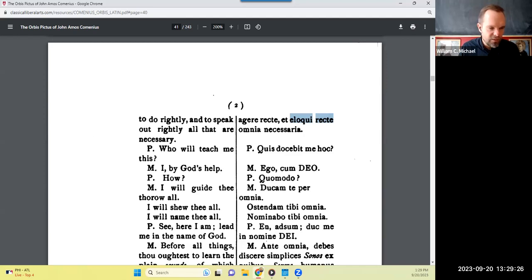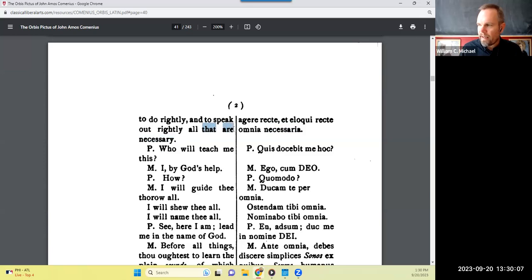So if I take the English word, if I say, I love listening to this person because he is very eloquent. Very good, George. Eloquent means to speak well. It comes from the verb eloquui or eloquere, which means to speak. And then we have omnia necessaria. So to understand rightly, to act rightly, and to speak rightly, omnia necessaria, all things that are necessary. Omnia is translated all, and necessaria is translated necessary.